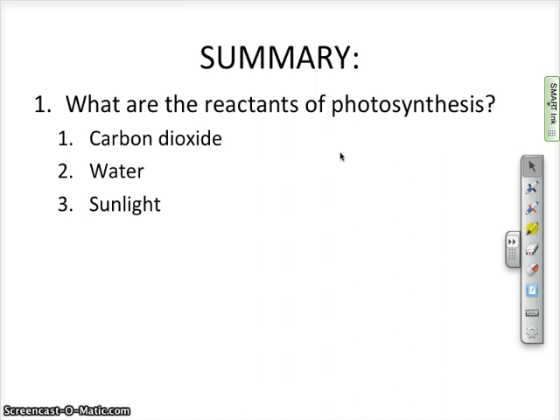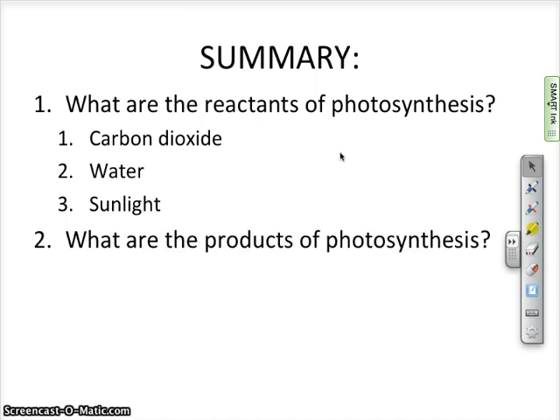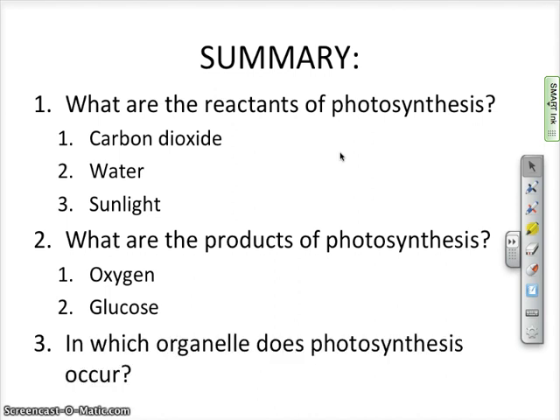Number 2, what are the products of photosynthesis? So what's being produced or made? You should know that oxygen and glucose are being made. Oxygen is more of a byproduct. It's not something that's necessary at that point for the plant, although we will talk next about cellular respiration that uses that oxygen. Glucose is the main product, however, of photosynthesis.